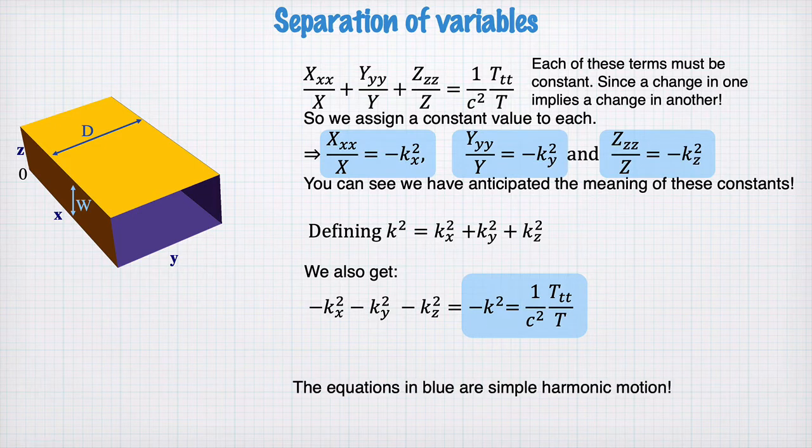So the equations in blue, if you look at these equations here, these are equations for simple harmonic motion. The solutions to these equations must be sine or cosine functions, or mixtures of sine and cosine functions. So we have sine and cosine solutions, or complex exponential solutions, to the function X, the function Y, the function Z, and the function T.